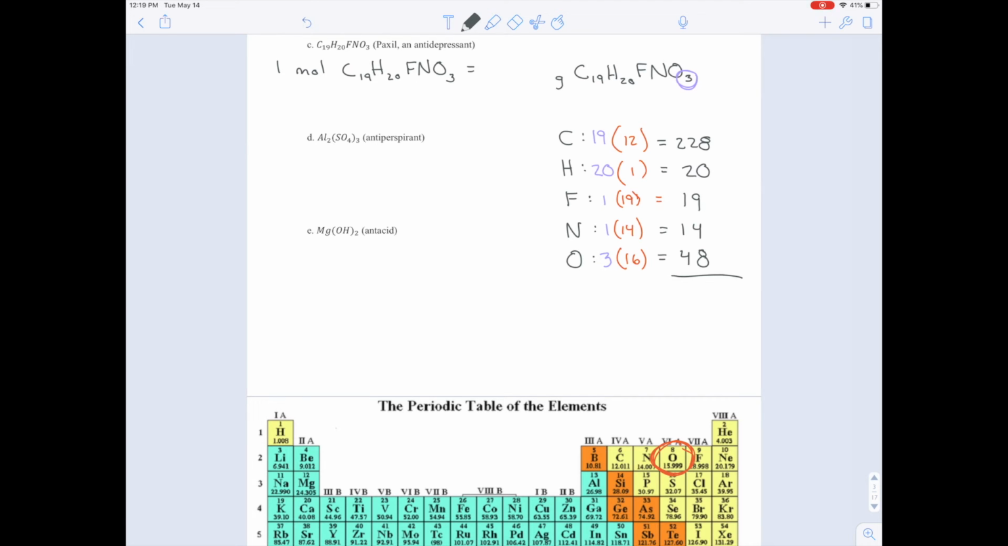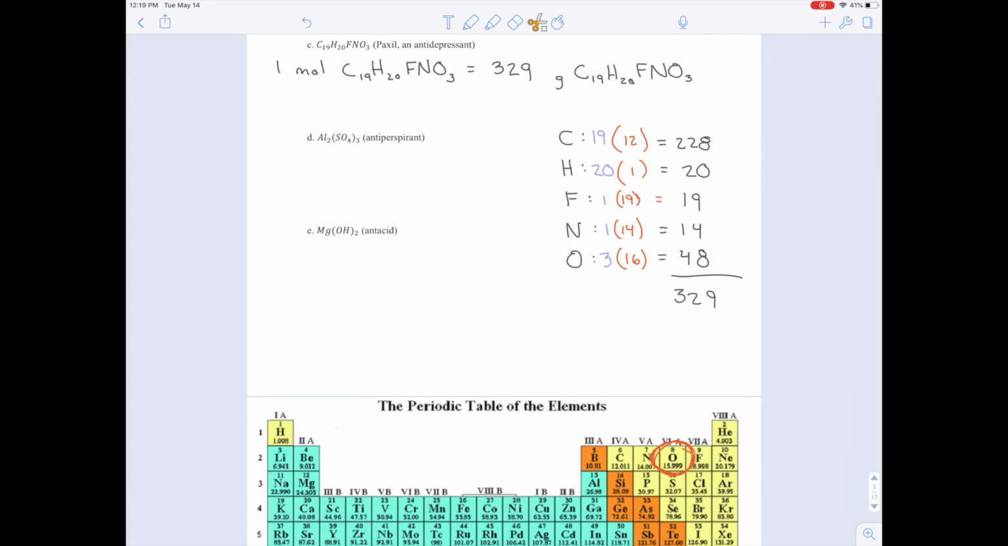Now we want to add them all up. So 228 plus 20 plus 19 plus 14 plus 48. That would be 329 grams. So 1 mole of Paxil would weigh 329 grams. So if you ever weigh out Paxil and you have 329 grams of it, you know exactly the number of atoms that are there: 6.022 times 10 to the 23rd, or 1 mole.